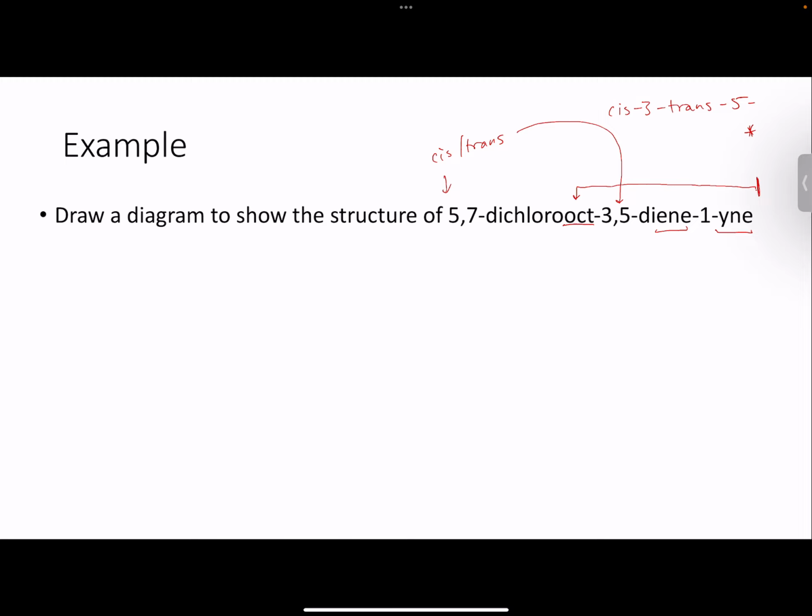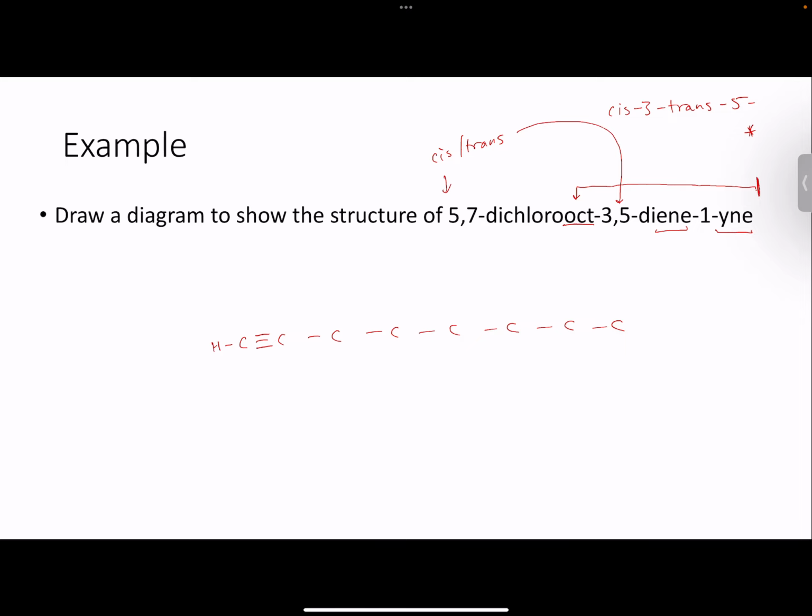So I'll start off here. 1, 2, 3, 4, 5, 6, 7, 8. Before I go right to a line diagram, I just want to sketch out where my bonds are going to be. So I'll number this from left to right when I'm drawing it, just because that's what I naturally think. So on carbon 1, I've got a triple bond, which is good. That means there's just a hydrogen on this side.